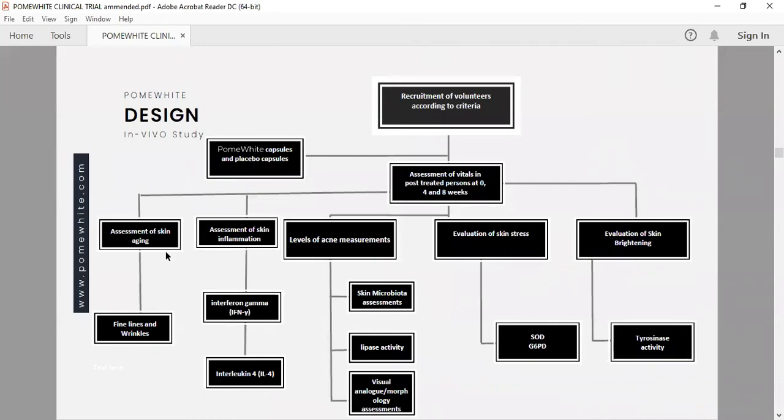Then we have the assessment of skin inflammation. Two very important markers of skin inflammation are interferon gamma, which is an anti-inflammatory protein, and interleukin 4, which is an inflammatory protein. So these two are opposite to each other, and we assess after the Pomewhite treatment which is going to increase and which is going to decrease. We will see it in the results section.